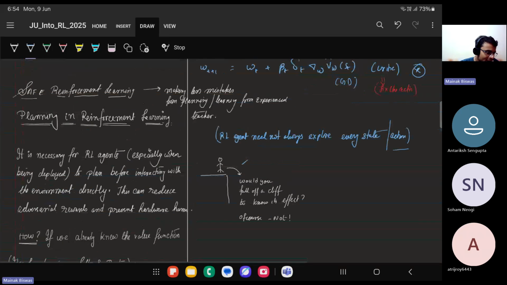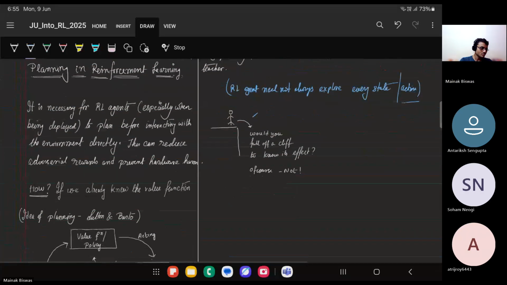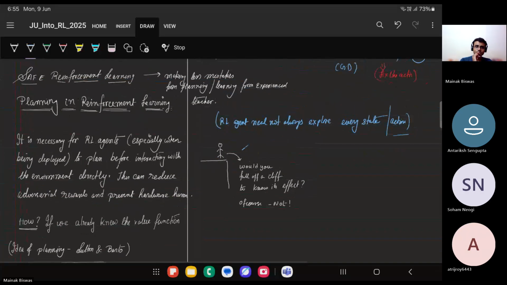So we can do it by planning or learning from the experience of a teacher. In real life, you learn from mistakes people have already made, which means you are already aware of the knowledge of a particular action or state in the environment. So that helps you to plan, or helps you to select teachers which will tell you that you should not take these actions. And we'll try to formalize how we are going to do that so that the agent learns in a safer environment. Motivation is clear.